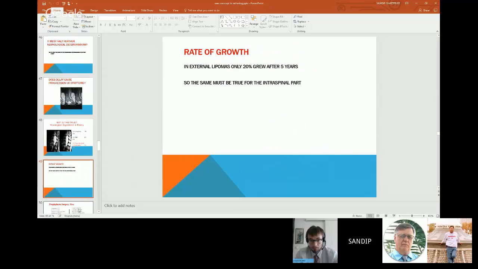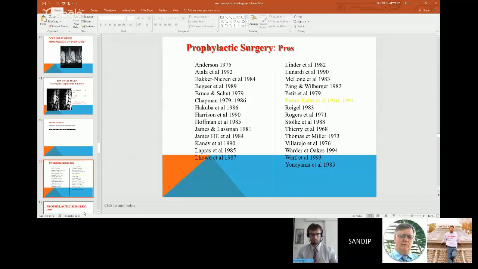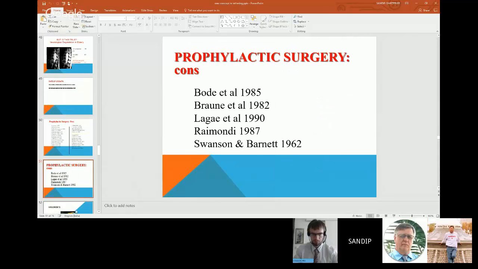So what is the rate of growth, for example, of a lipoma? We know that in an external lipoma, it grows 20% in 5 years. And we can extrapolate that this may be true for a lipoma of the conus as well. There's a huge lot of literature about the pros of prophylactic surgery versus the cons. These are the pros and cons of prophylactic surgery. These are the cons of prophylactic surgery.